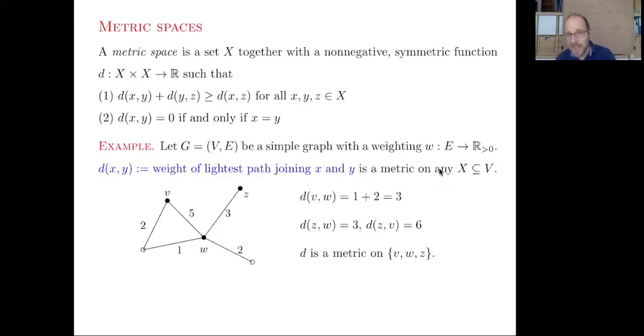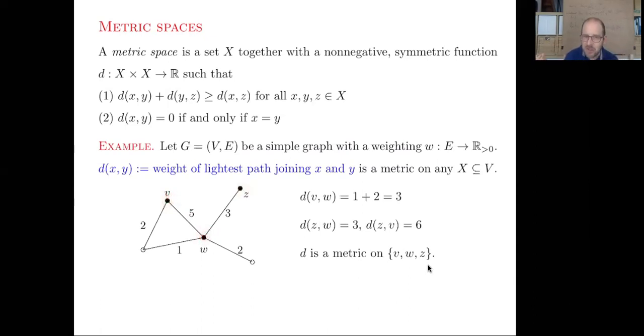One way to represent such a metric space is via a graph, right? We have a simple graph with a weighting. That was the question of Dr. Tokir Shah. So I usually have a graph with weights, right? And the distance of two vertices is the weight of the lightest path that joins X and Y. And this is a metric on any subset of the vertices. Here I have chosen a 3-element subset of my vertices.